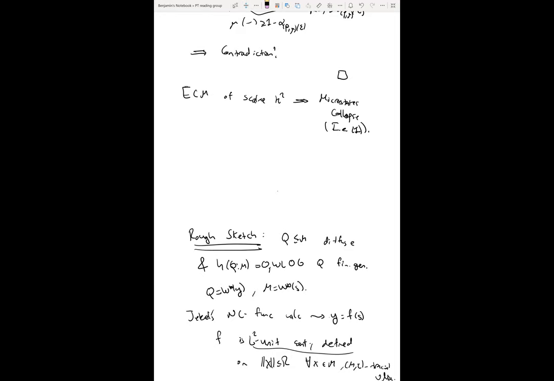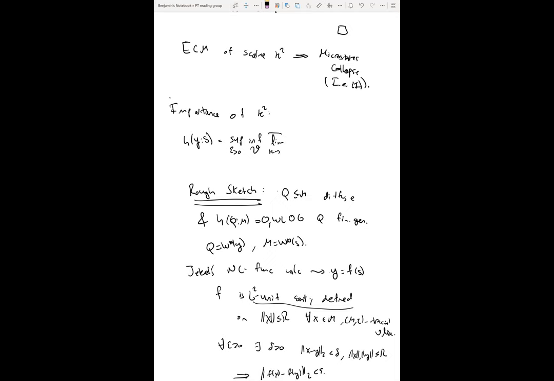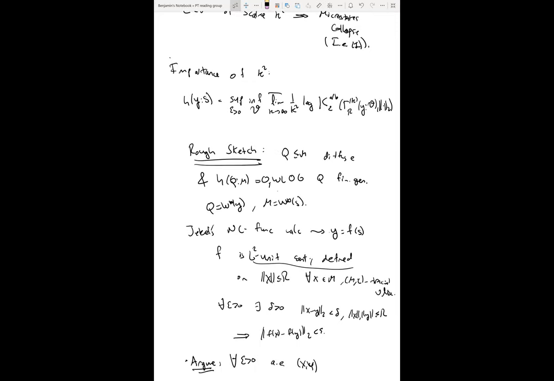Let me say something about here. The importance of k squared is that this one-bounded entropy was defined by taking the sup over epsilon neighborhoods, as k goes to infinity, of 1 over k squared log of the k epsilon orbit, gamma k of y, in the 2 norm. And okay, that's a lot to unpack, but the important thing here is that these are the same number.